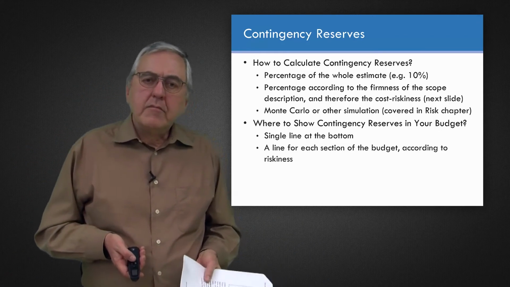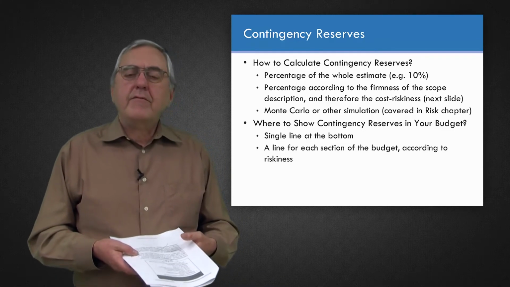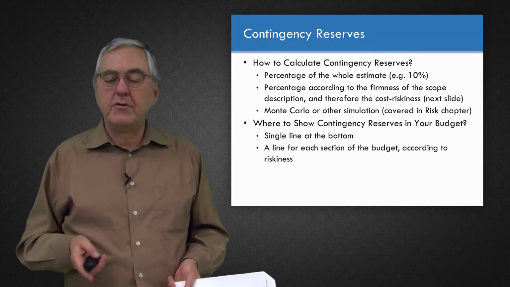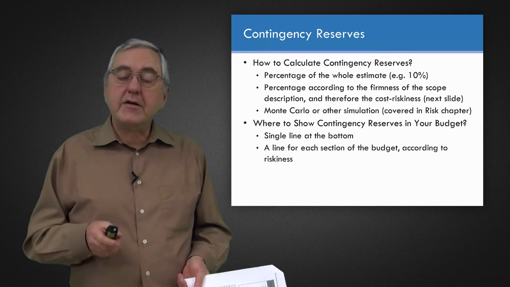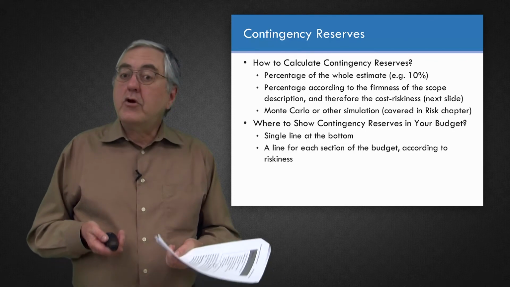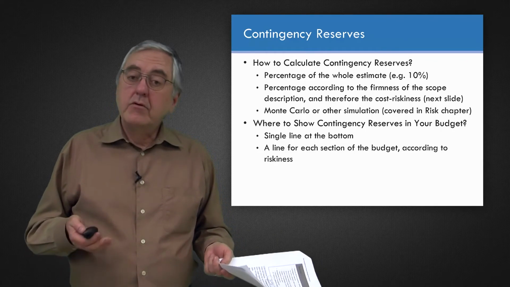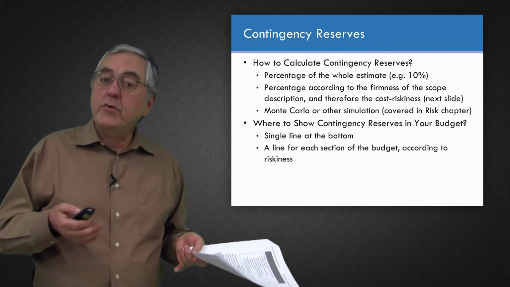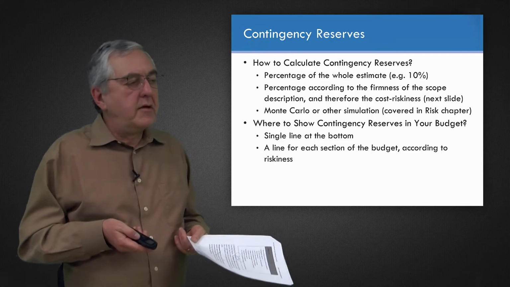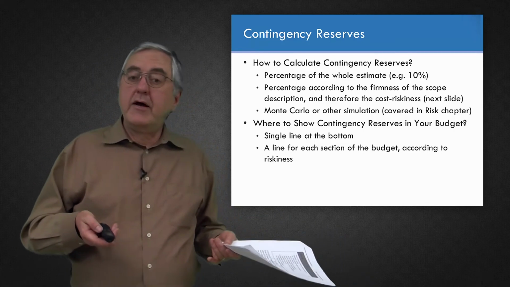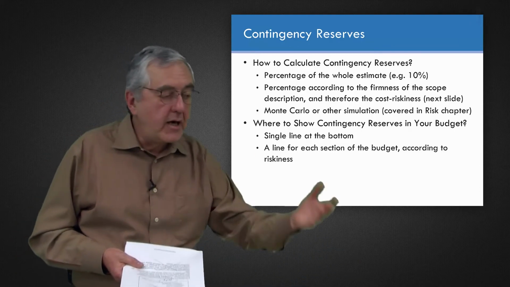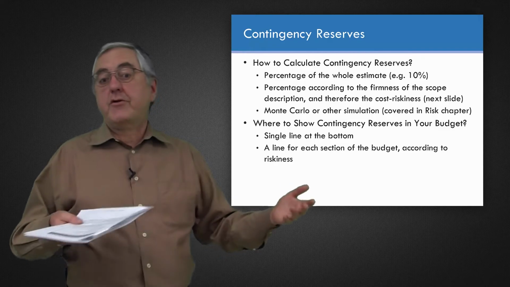Another way to do it, particularly if you are looking at the riskiness in various sections of the budget, is to assign contingency reserve to sections of the budget. Or it could be you're assigning a contingency reserve amount to each phase of the project. For example, during the design phase, you have a 10% contingency. During some sort of production or development phase, maybe it's 30%.